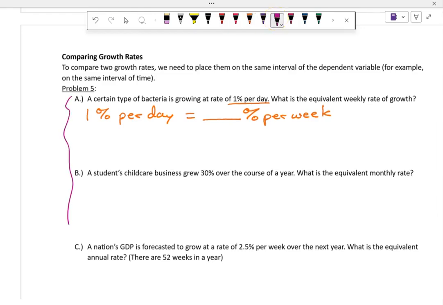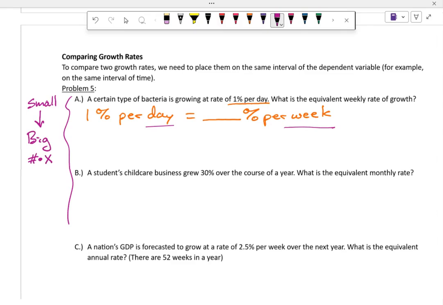Now I have a question for you. Which one is a longer interval of time? Which one's bigger, day or week? Week. Week's bigger, right? So I am going from a small to a larger. So if we are going from a small interval of time to a bigger interval of time, what we are going to do is we are going to have whatever number compares them, that number, and we are going to multiply it to x.